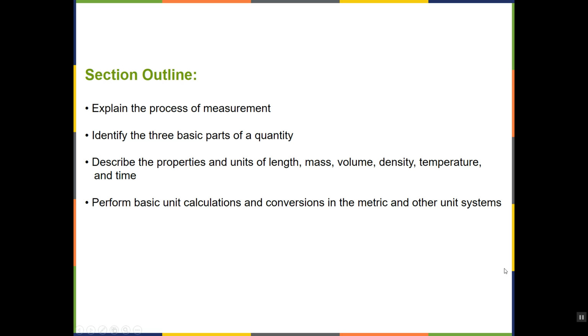Specifically in this section, we're going to talk about the process of measurement, identifying the three basic parts of a quantity, describing the properties in units of length, mass, volume, density, temperature, and time, the SI base units, and some basic unit calculations and conversions in the metric system and other unit systems. And a lot of that we'll be doing in class too, to make sure you got the basics down.